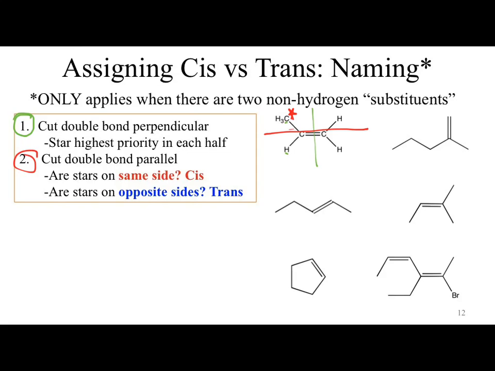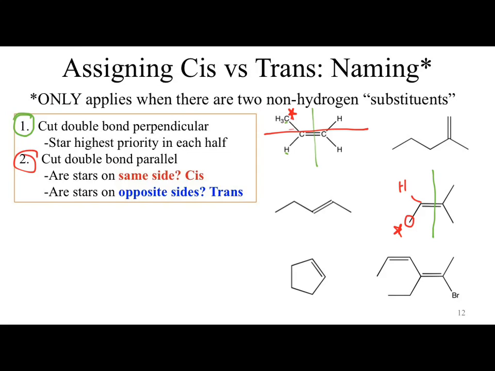Let's take a look at, well, that one's kind of boring. Let's do the middle right. We cut our double bond in half perpendicular to the double bond, and we want to evaluate what things are attached. Let's take a look at the left-hand side. What do we have attached to it? A carbon. Do I have anything else attached to that carbon? Hydrogen. So I compare hydrogen to carbon. Which one has a higher atomic number? Carbon, so I can star that.